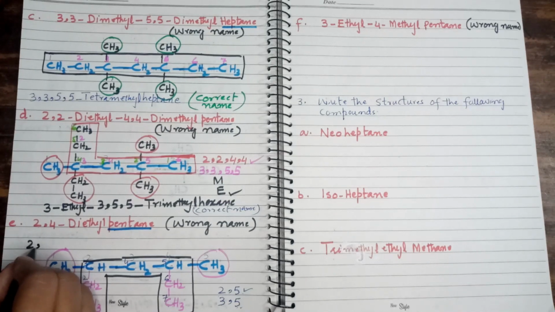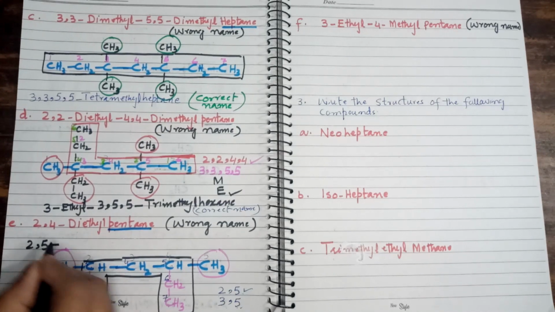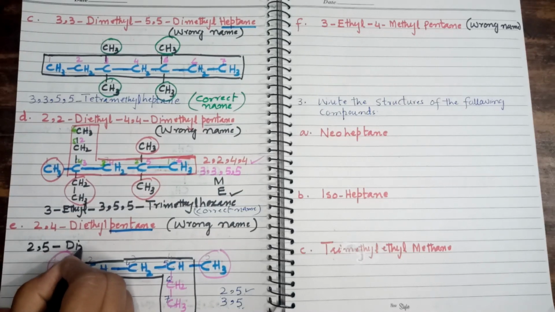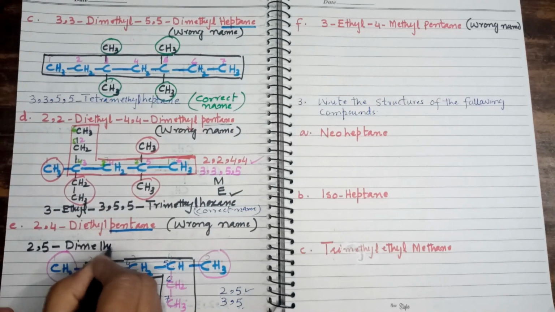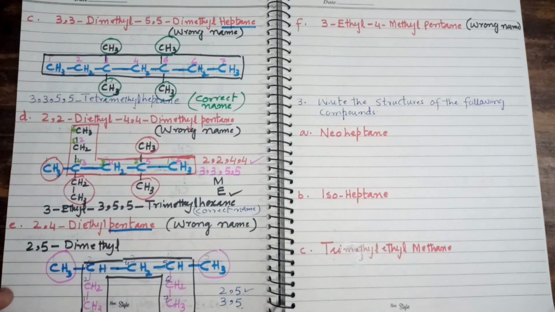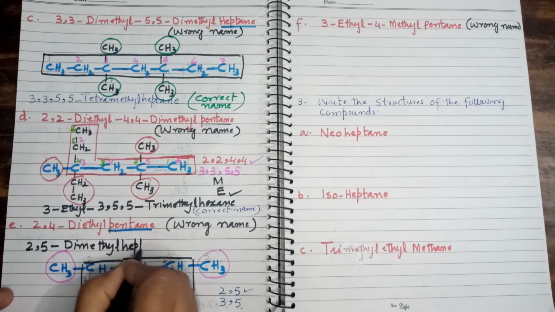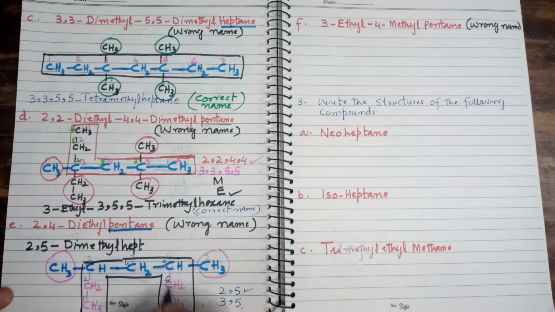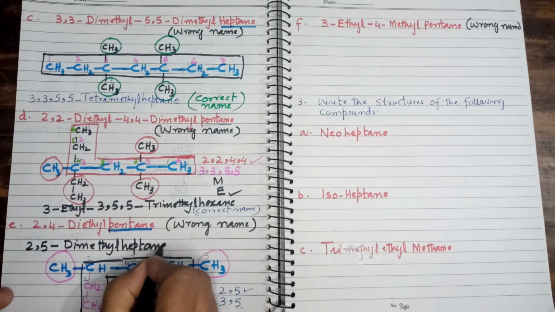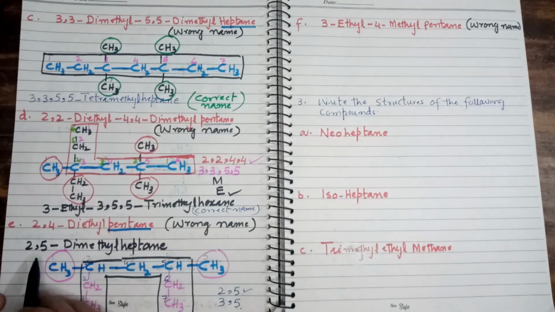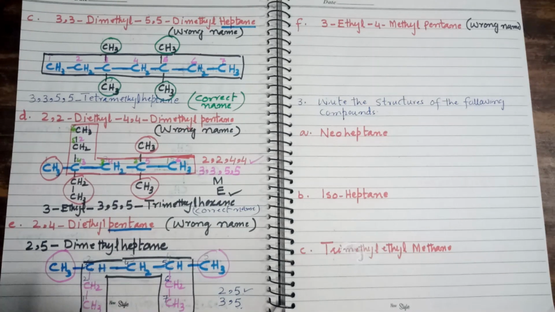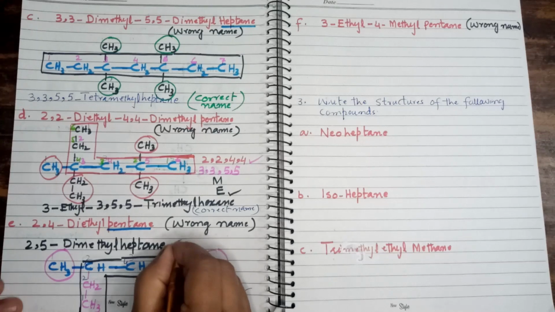2,5-dimethyl. And what is the name of the parent chain? The parent chain is made up of 7 carbon atoms, so that's why the name starts with hept. All carbon atoms are connected with single bonds, so ane is used as the suffix. 2,5-dimethyl heptane. This is the correct name. Got it, students? This is the correct name.